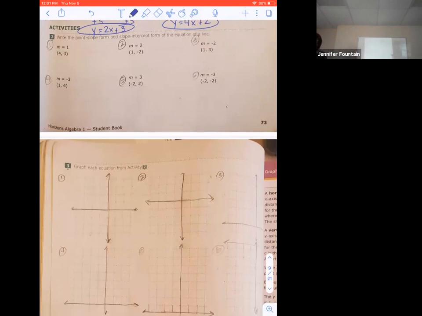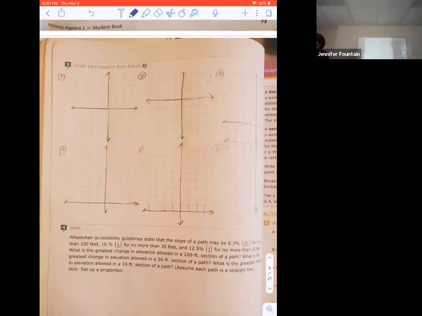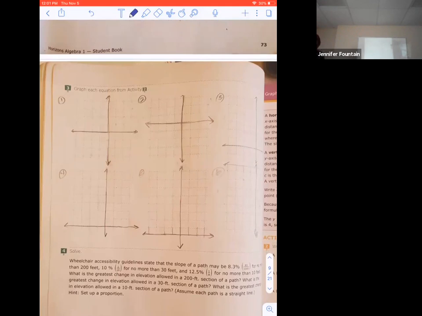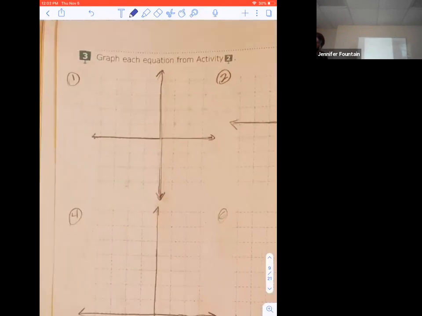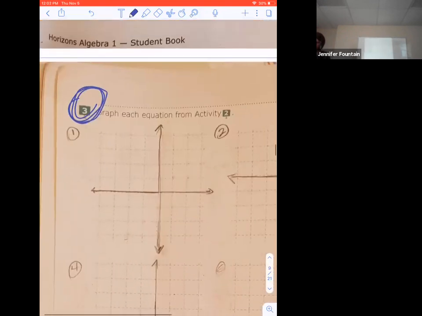Okay, so hopefully, if you have not finished 73, that will be the first thing to do, is to finish 73. You can write this in your book, and you do not have to write 73 on paper. What I do want you to do, though, is activities 3 on page 74. You're going to be graphing the activities from 2. That will need to be on separate graph paper, not in your book.